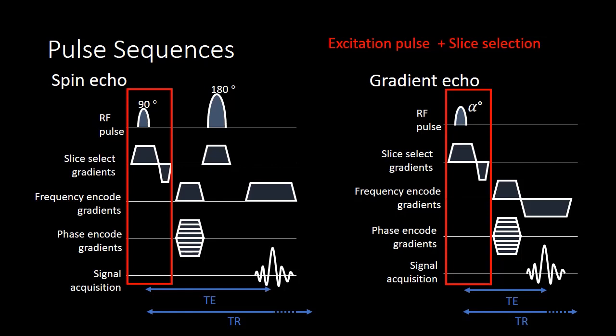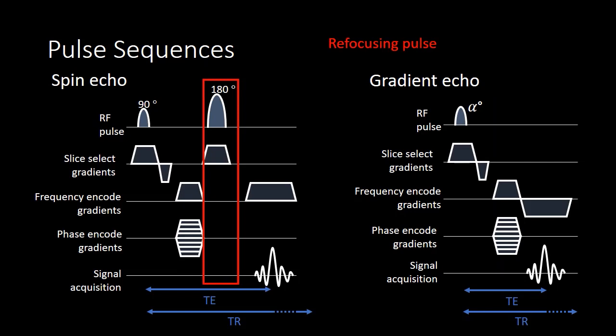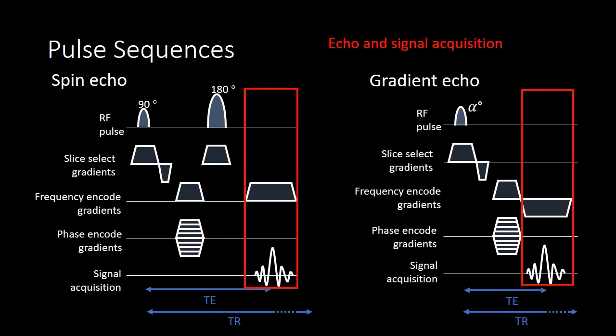And at the same time, we're applying a slice select gradient to encode a particular slice of interest. We then apply frequency encoding to get a frequency distribution along one axis. In the case of a spin echo sequence, we use a refocusing pulse to eliminate the effect of magnetic field inhomogeneities. And then while we apply our readout gradient, we acquire signal in the form of an echo.